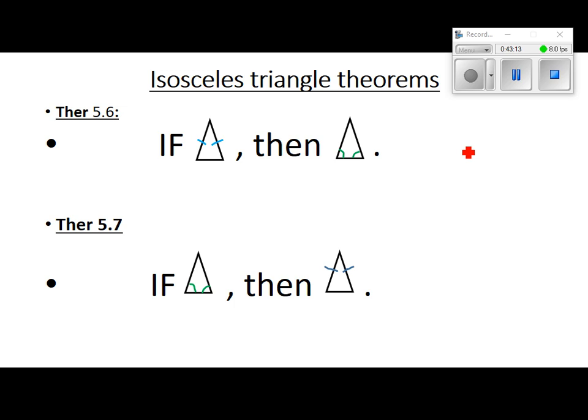Do me a favor. I don't care, just find the empty space. Find an empty space somewhere on your notes and draw this picture. Draw an isosceles triangle. Mark the two legs as congruent. And then what do you know about these two angles down here? They're congruent. So mark them as congruent. Then draw in these arrows.